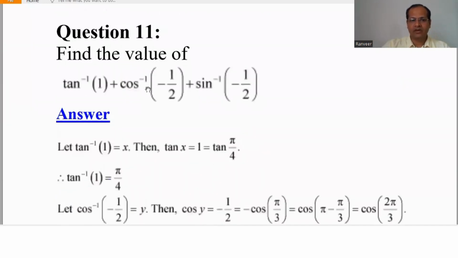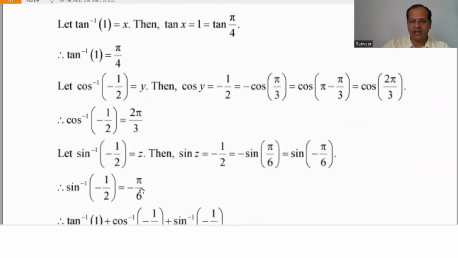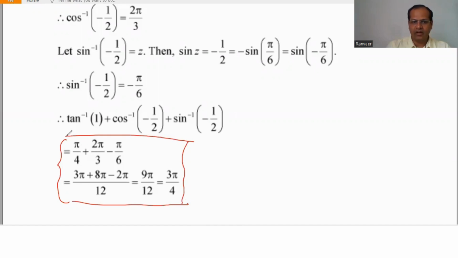Find the value of tan inverse 1 plus cos inverse minus 1 by 2 plus sine inverse minus 1 by 2. Now we can find out the individual values, and we have to do the sum. So tan inverse 1 equal to x. We can write tan x equal to 1, this is the principal value, pi by 4. Similarly, cos inverse minus 1 by 2 is 2 pi by 3, already we discussed, and sine inverse minus 1 by 2 is minus pi by 6. After that, at the end, we have to take the LCM and we have to add. So you have to know how to find out the individual principal values of tan inverse, cos inverse and sine inverse minus 1 by 2, and after that we have to add them and get the result.